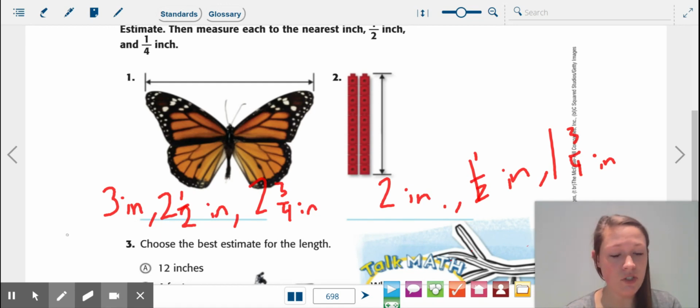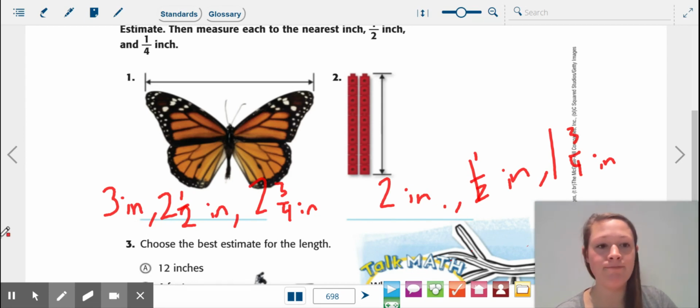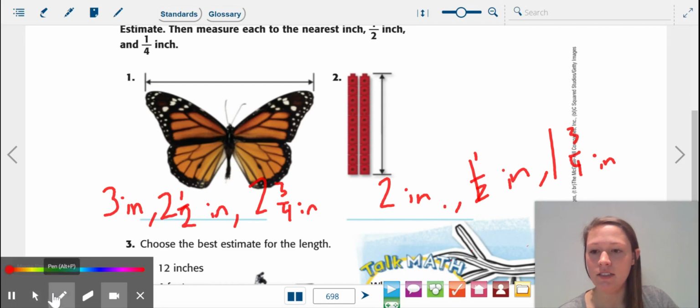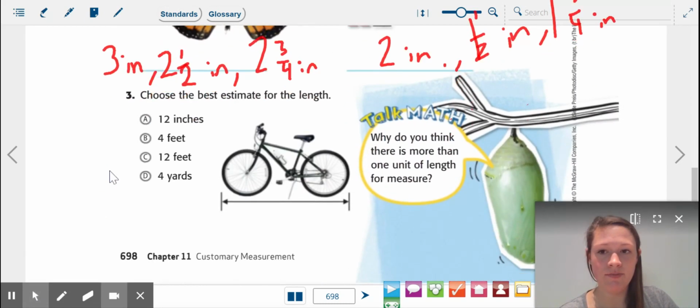The cubes, of course, not in real life, but on this piece of paper. To the nearest inch, 2 inches. To the nearest half inch, that's 1 1/2 inches. Sorry, I got kind of crazy, but it's 1 1/2 inches. And to the nearest 1/4 inch, it's 1 3/4 inches.